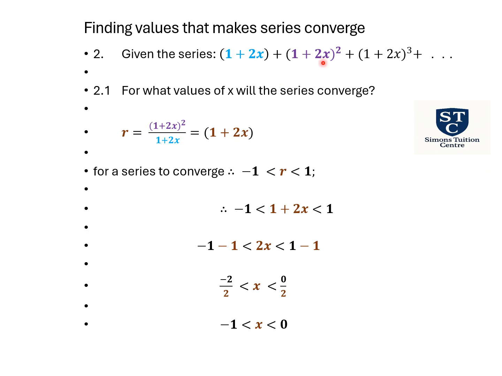r will always be term 2 divided by term 1, the common ratio. So (1 + 2x)² divided by (1 + 2x). Assume you can see it's the same, so I can say 2 minus the exponent 1, and I'm left with 1 + 2x. So in the place of r now, remember it's converging, so r is less than 1, greater than minus 1, r becomes 1 + 2x.